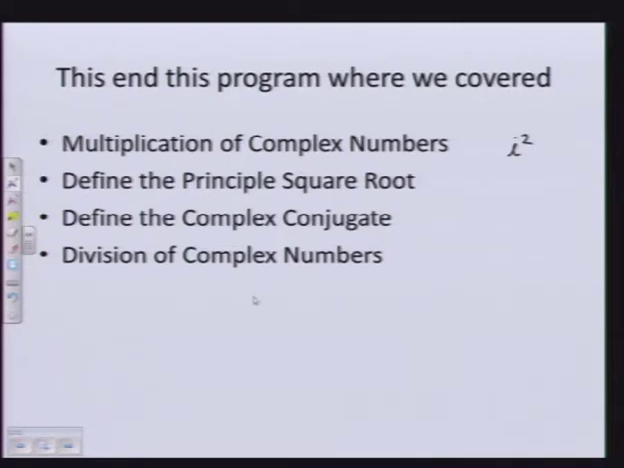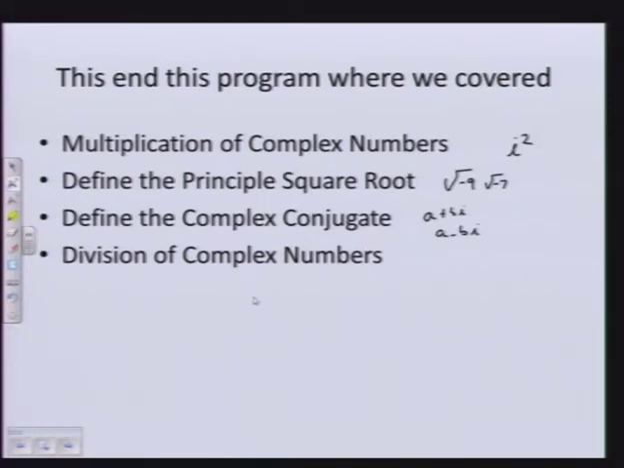We defined the principal square root, and that allowed us to multiply two radicals, like we saw the negative square root of negative 9 times the square root of negative 7, where we had negatives underneath both radicals, that is, the radicands were negative. We've looked at the definition of the complex conjugate, saying that if we had a plus bi, its conjugate is going to be a minus bi.